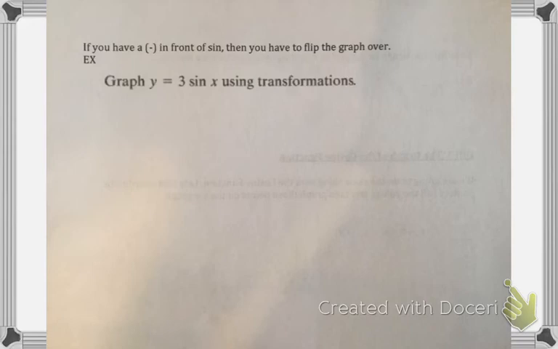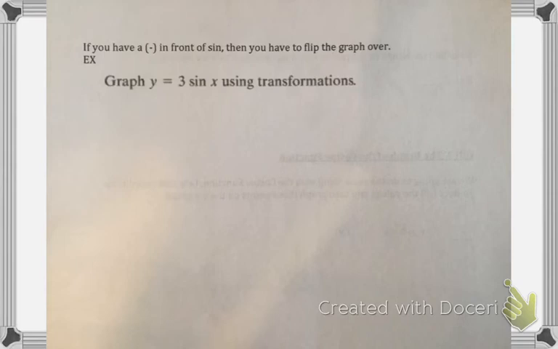If you have a negative in front of your sine function, it could even be in front of an amplitude, at any rate, if you have a negative in front of there, you have to flip the whole entire graph over the x-axis. This is called reflection about the x-axis. So let's look at our first one.